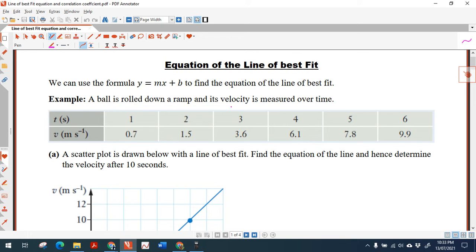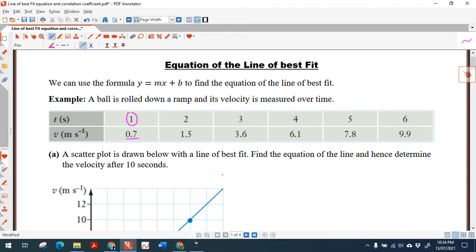A ball is rolled down a ramp and its velocity is measured over time. At t equals 1 second, velocity is 0.7 meters per second. At t equals 2 seconds, velocity is 1.5 meters per second. A scatter plot is drawn below, and the line of best fit is drawn on there as well. Find the equation of the line and hence determine the velocity after 10 seconds.